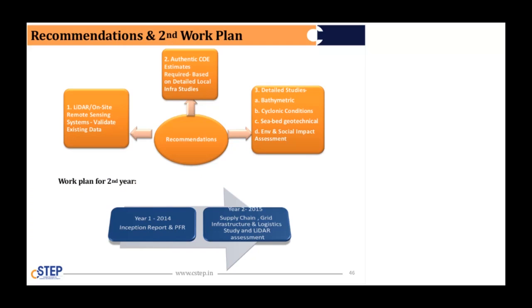Recommendations are, firstly, that a detailed LiDAR campaign should be carried out to validate existing secondary data. We need authentic cost of energy estimates based on detailed local infrastructure studies, which broadly are discussed upon the components of Capex and Opex. Detailed studies that need to be done as far as site-specific analysis is concerned, for a deeper feasibility report, are bathymetric, cyclonic conditions, and environmental and social impact assessment. Those are the broad recommendations.